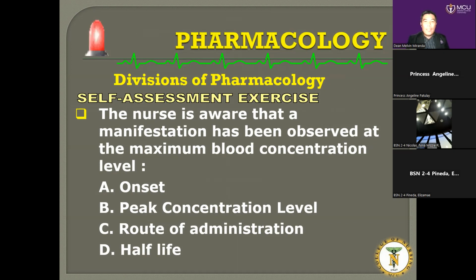26 responses. Let's see. Okay. What could be the guide in the question? If we are referring to maximum blood concentration, onset is referring on the beginning, half-life is 50%, the route of administration is referring on the site. So obviously, with the 28 responses, I'll check if it's consistent. The same answer. Let's see. The answer is peak concentration level. Okay. Next question.